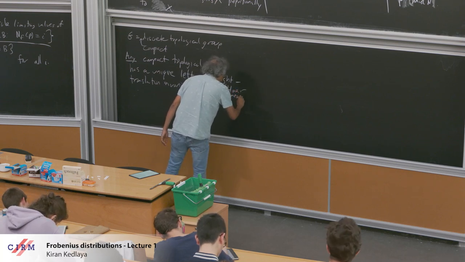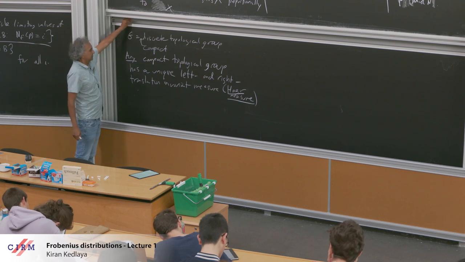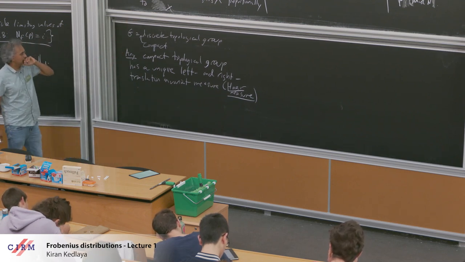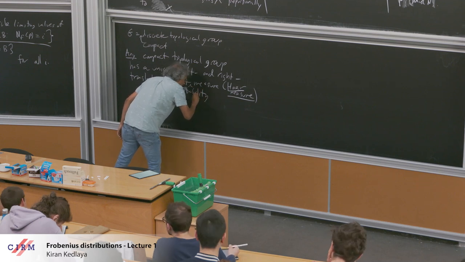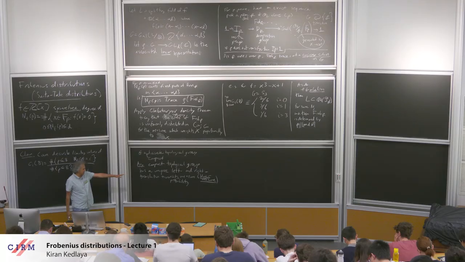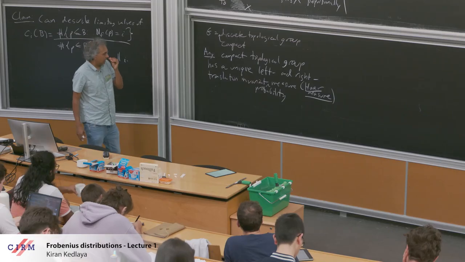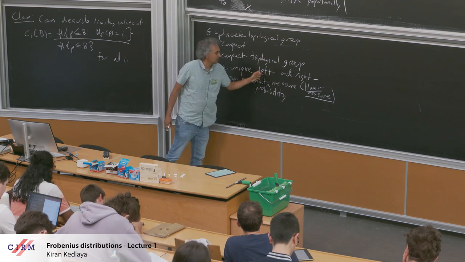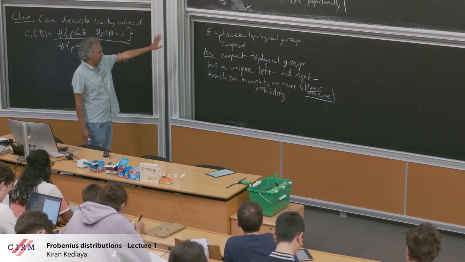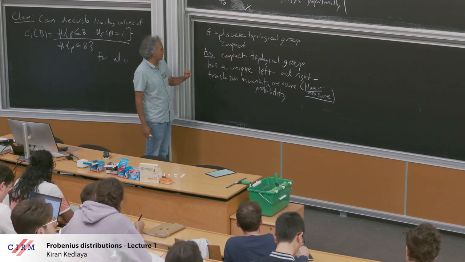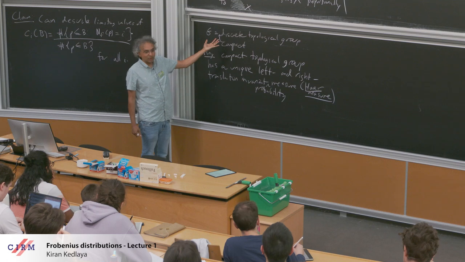Yes, it's a probability measure. Yes, I want the total measure to be 1. Since I'm thinking about compact things, there's no problem with the normalization. If you think about locally compact topological groups, then this is a little more subtle because there's not a natural normalization, and you have to worry about the difference between left and right translation invariant measures. But I'm only going to be talking about compact topological groups in these lectures. So a compact topological group has a left and right translation invariant measure. For a finite group, this is, of course, just the uniform measure.